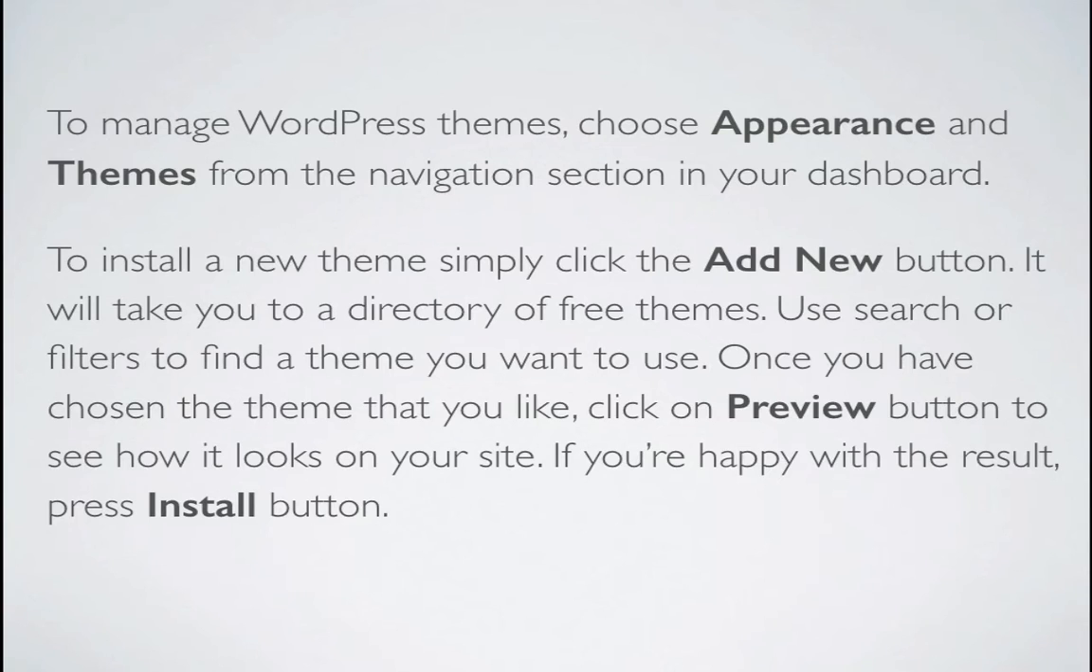To install a new theme, simply click the Add New button. It will take you to a directory of free themes. Use search or filters to find a theme you want to use. Once you have chosen the theme that you like, click on Preview button to see how it looks on your site. If you're happy with the result, press Install button.